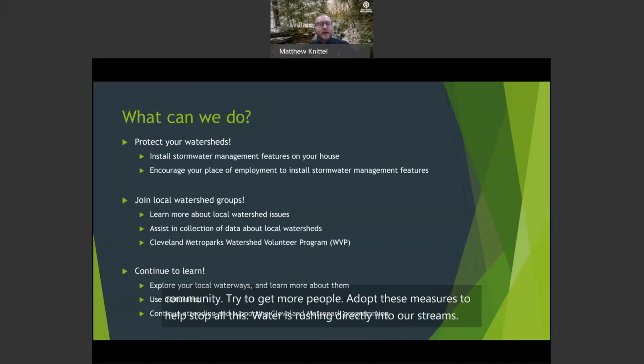Other things you can do is join local watershed groups. I think pretty much every local stream in the Cleveland area has a local watershed group. If you're watching from outside the Cleveland area, there are still a lot of local organizations around. Best thing to do is just do an online search for your area, for your local stream, and just type in your stream's name and put watershed group, and usually that should pop things up.